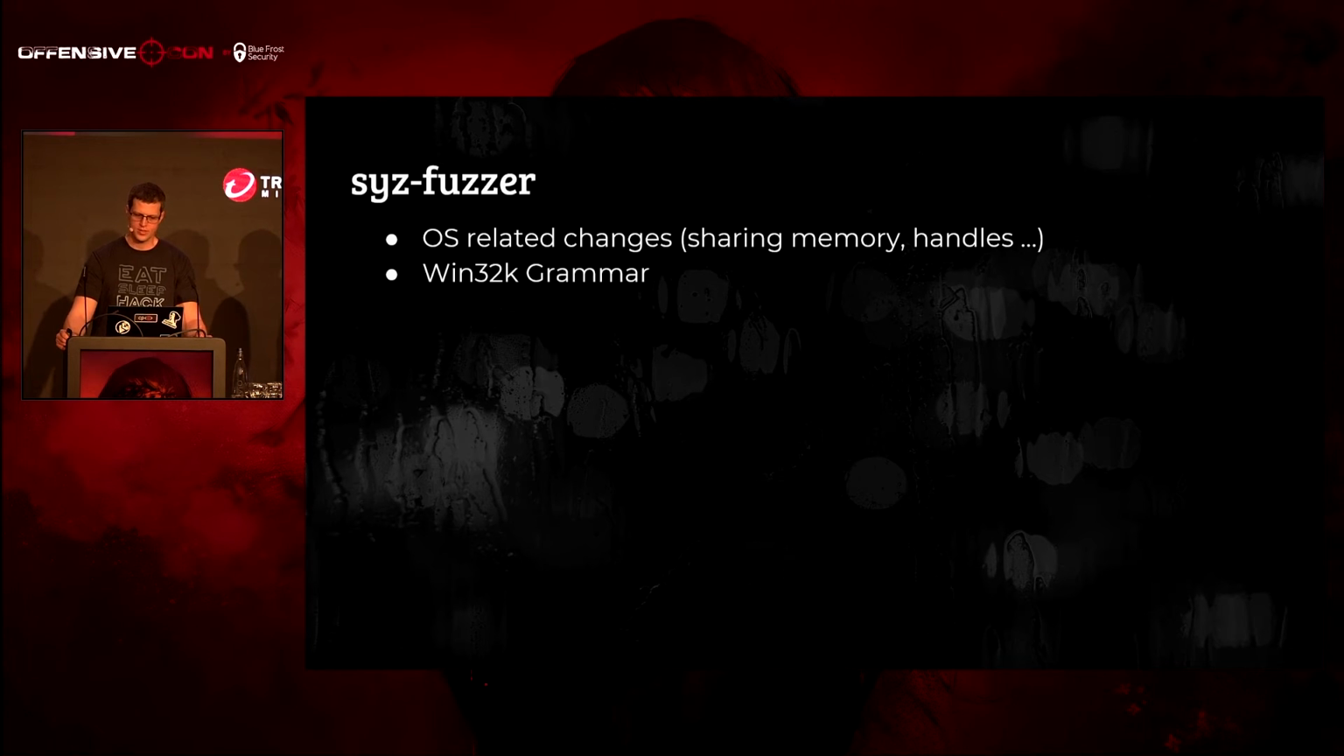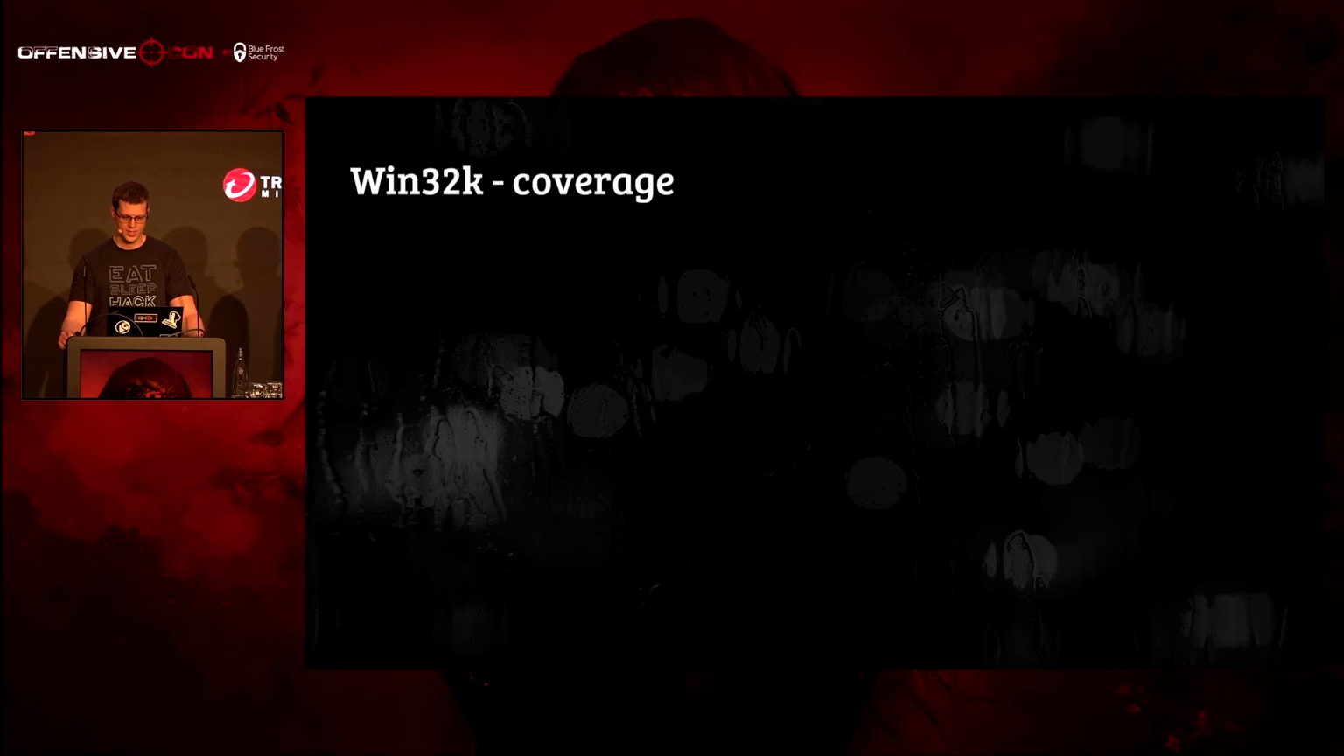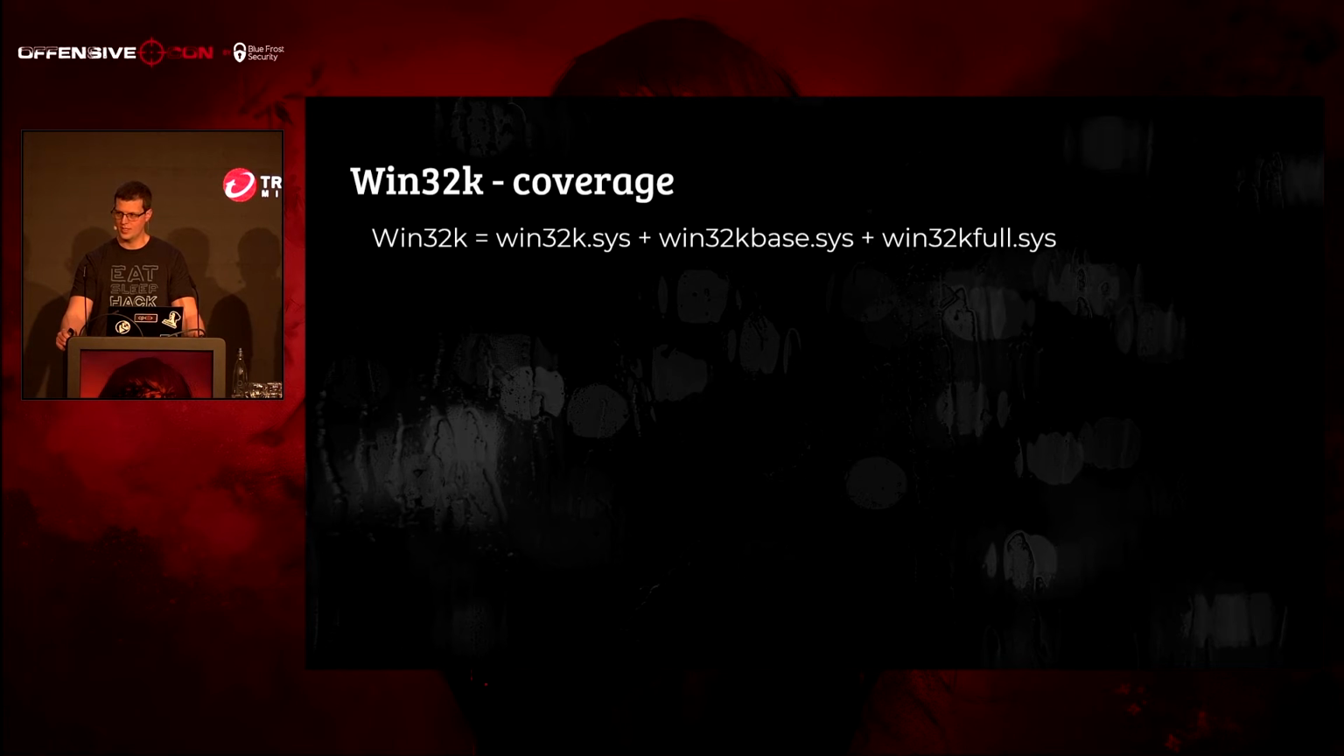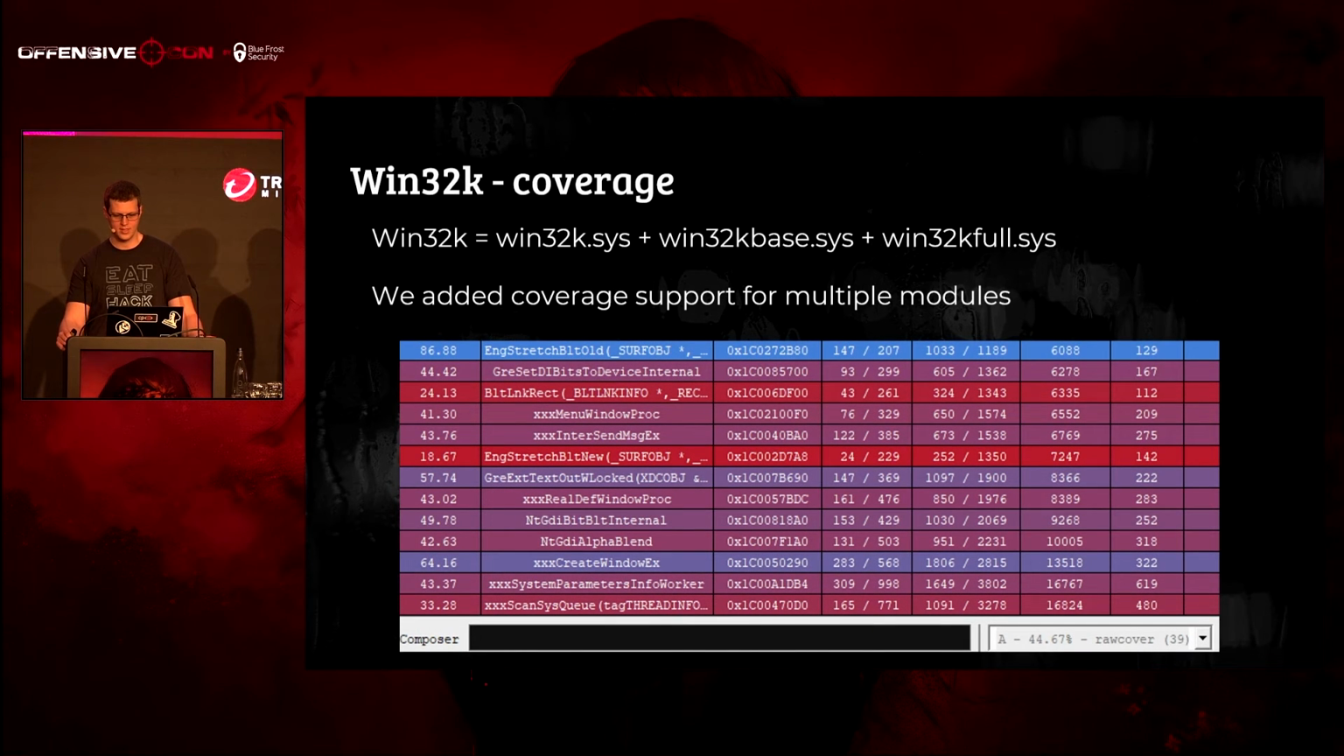We had to do some changes to the fuzzer. Again, small things around IPC and memory. And we had to add the entire Win32k grammar, which we'll talk about extensively in a few slides. For coverage, we had to do a few changes because Win32k is not one thing, but 3 things. It's actually Win32k base, Win32k full, and Win32k. And unfortunately, our Intel PT decoder only supported one module. We solved this issue by moving to WinAFL's Intel PT decoder, which also supports multiple modules, and as a side effect, is much faster. And finally, we can get coverage traces for Win32k.